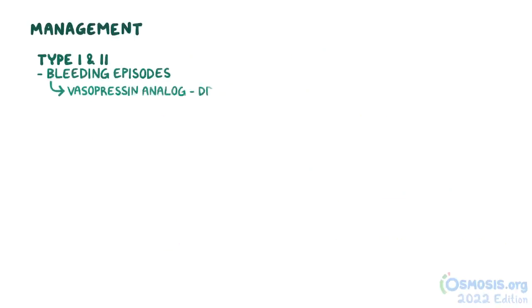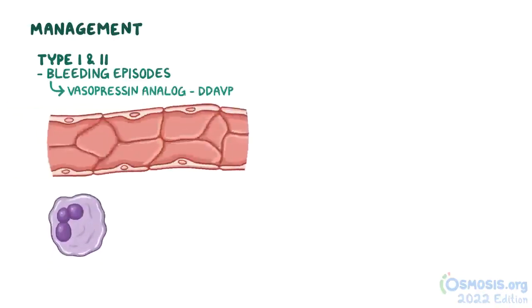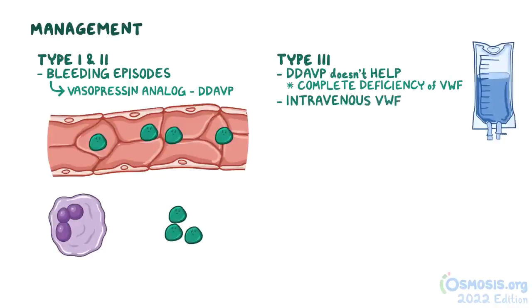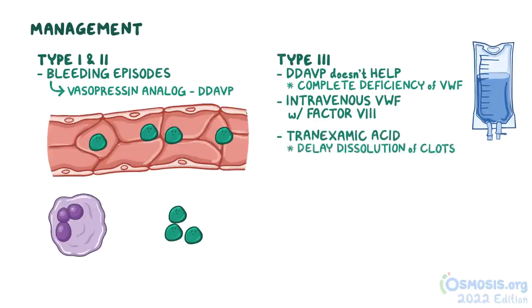Okay, people with von Willebrand disease type 1 and type 2 that have bleeding episodes are treated with a vasopressin analog like DDAVP. DDAVP stimulates the endothelial cells and megakaryocytes to release von Willebrand factor. For people with von Willebrand disease type 3, DDAVP doesn't help because there's a complete deficiency of von Willebrand factor. So they are given intravenous von Willebrand factor concentrate, usually in combination with factor VIII. In some cases, when it is difficult to control bleeding, antifibrinolytic drugs such as tranexamic acid are used to delay dissolution of clots, thus sustaining clots for a little bit longer to prevent bleeding.